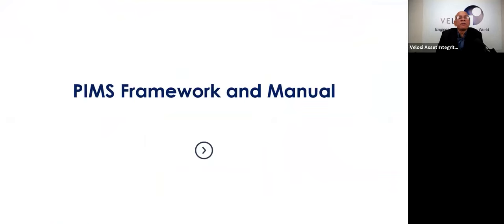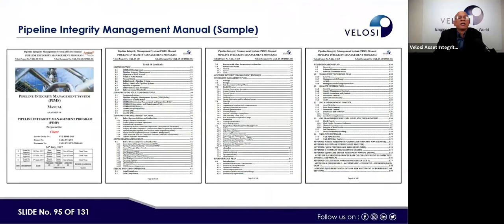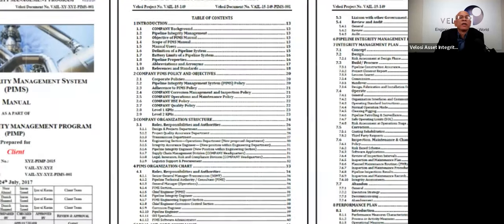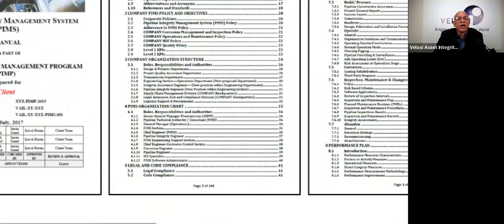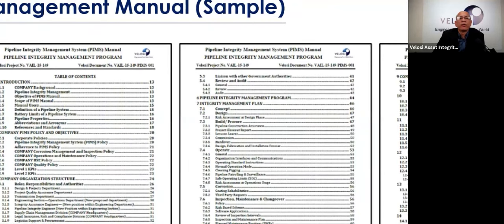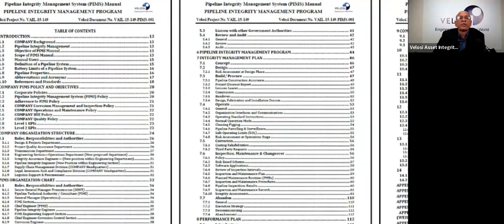After AIM, there's a PIMS framework and manual. Under that, the same way as we see in API 1160 or ASME 31.8S, these systems are there. For example, introduction, company PIMS policy and objective, company organizational structure, PIMS organizational chart. Then, for example, from a life cycle point of view, design integrity, concept design.